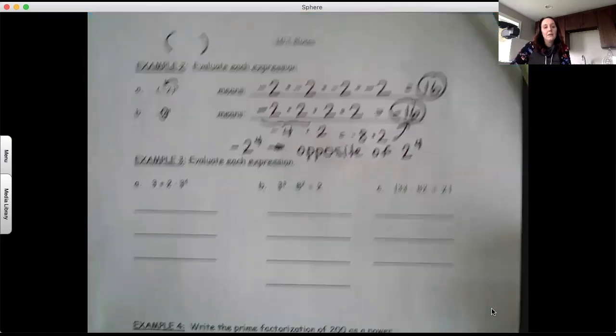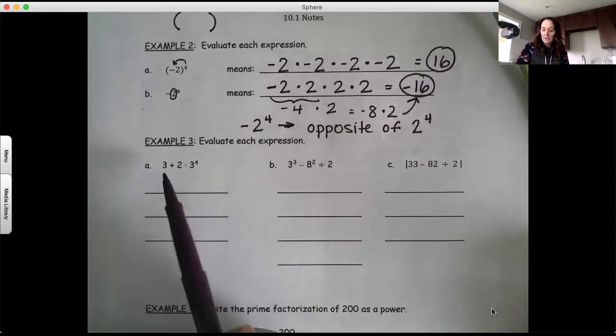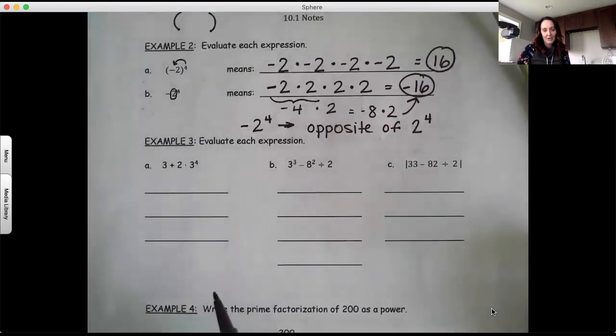Example 3, you're going to evaluate each expression. So again, you're going to try to get this expression to one answer. And a lot of you might want to just put it all in your calculator and be done with it. Well, remember, your calculator is only as smart as the buttons that you push in it. So what I recommend is that you go step by step.